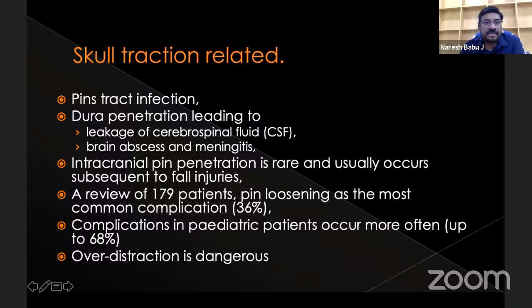There are a few complications related to skull traction. Patients can develop pin tract infections or dural penetration leading to leakage of CSF. Sometimes inadequate intracranial pin penetrations are also reported, resulting in serious injuries. In a review of 179 patients, loosening was also reported. The complications were quite common in pediatric patients compared to adults, and there is also a risk of over distraction when you use these methods in the patient.